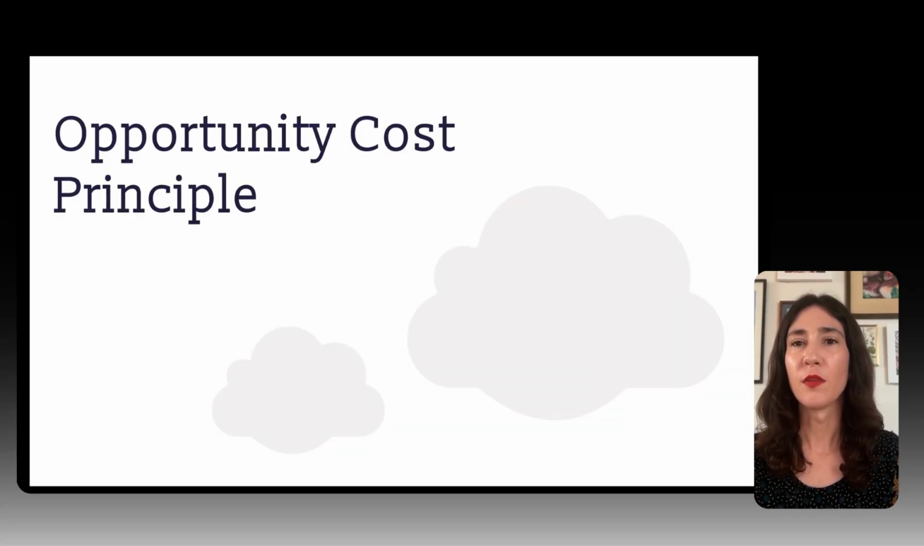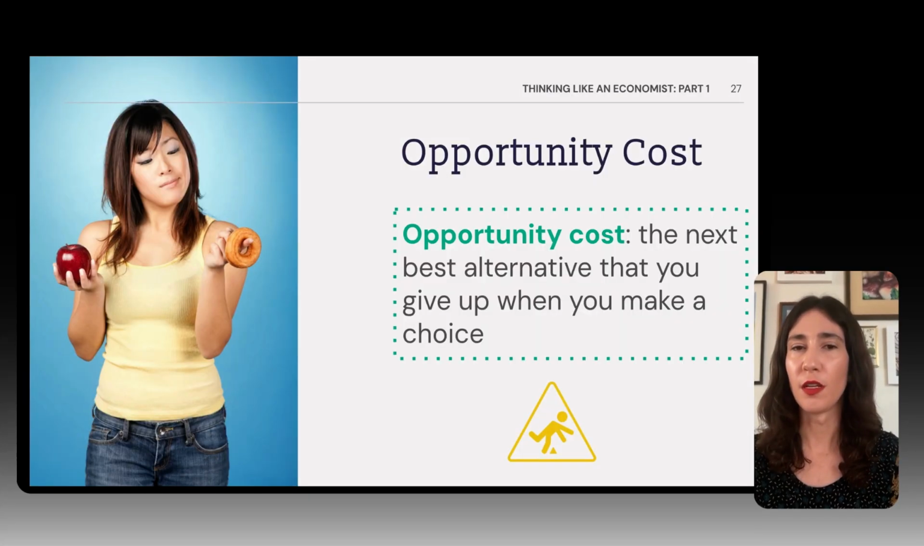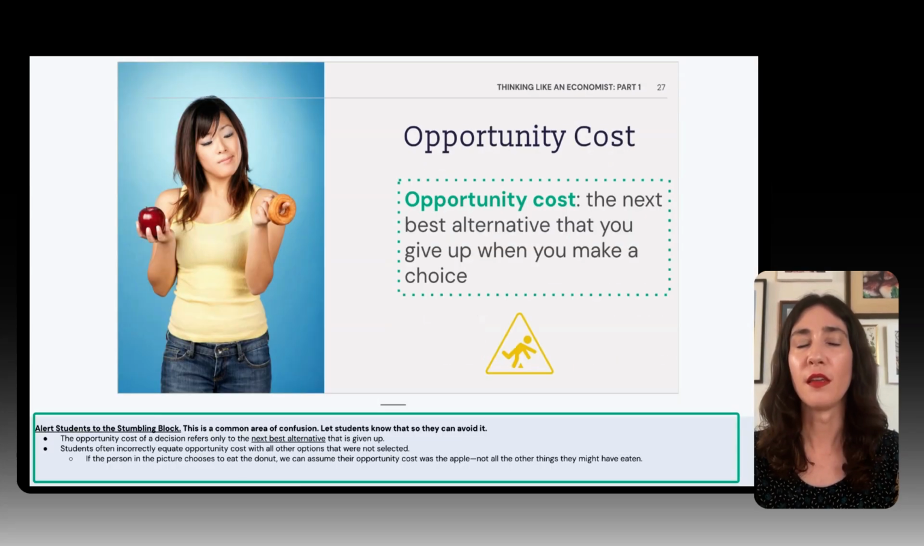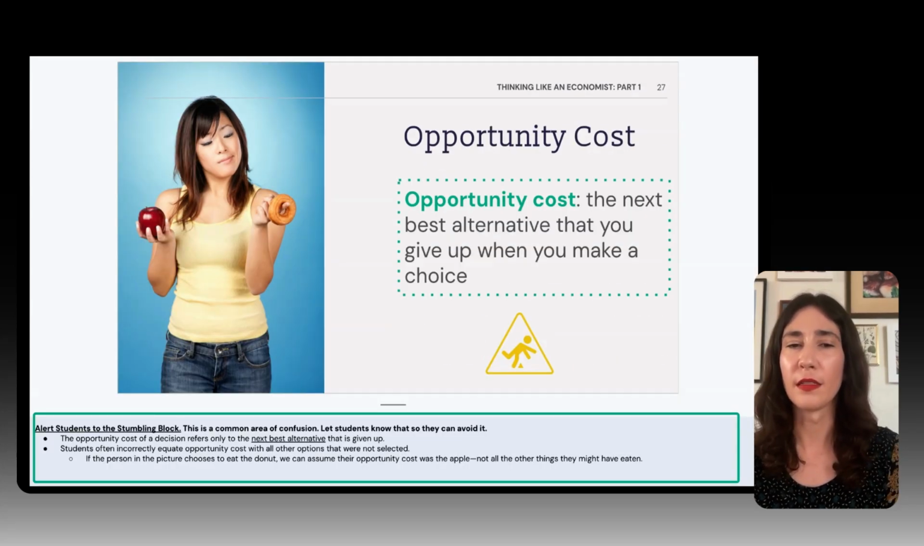The opportunity cost principle starts with defining opportunity cost, which is the next best alternative that you give up when you make a choice. And you'll see this yellow stumbling block graphic. We have this throughout our lesson plans to alert both teachers and students of common areas of confusion. Whenever you see this, there'll be more information in the notes section explaining why this is a stumbling block.